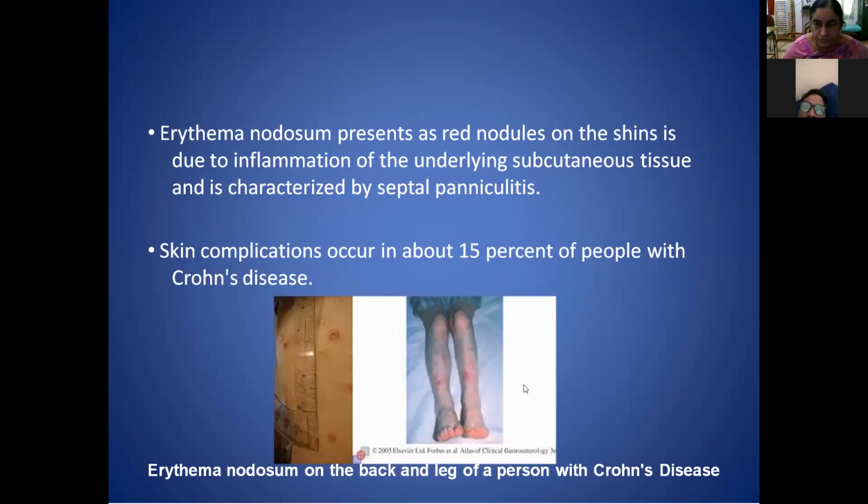You can see on the left side. So you can see the reddish areas. So there, red erythematous nodules on the shins due to inflammation of underlying subcutaneous tissue and is characterized by septal panniculitis. This septal panniculitis is nothing but the inflammation of the adipose tissue. So the erythema nodosum is a characteristic feature, containing the red nodules on the shin, that is very particular to the presence of this Crohn's disease. And these skin complications occur in about 15% of the people with Crohn's disease.